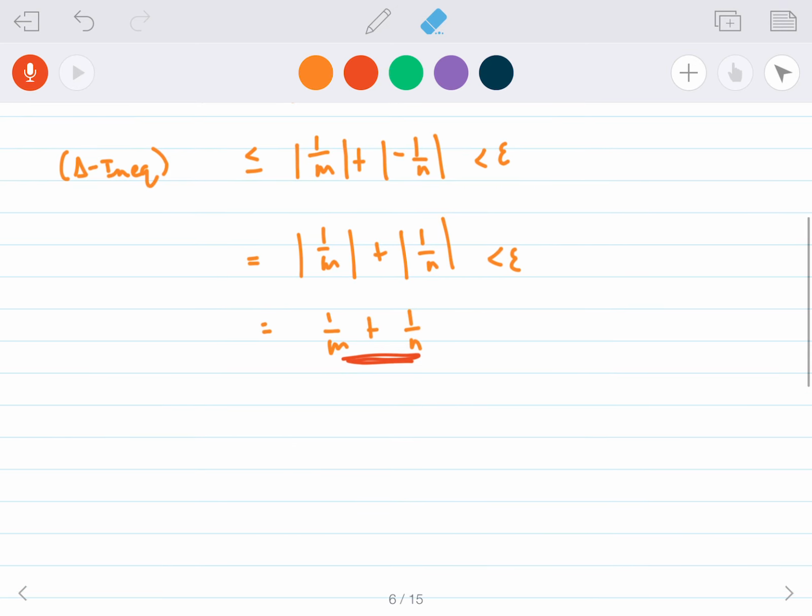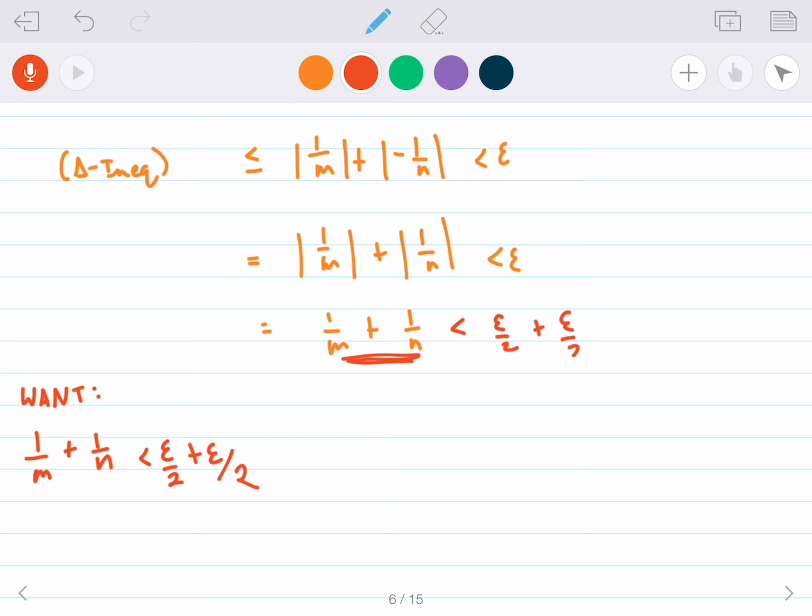And so I want 1 over m plus 1 over n to be less than epsilon over 2 plus epsilon over 2, right? Because epsilon over 2 plus epsilon over 2 is equal to epsilon.